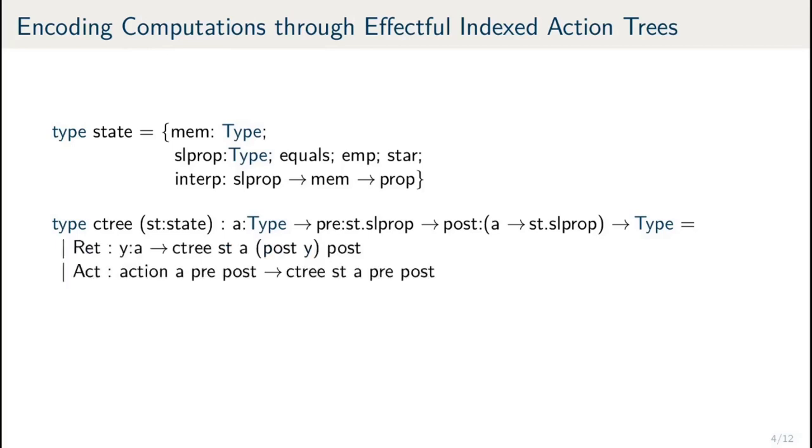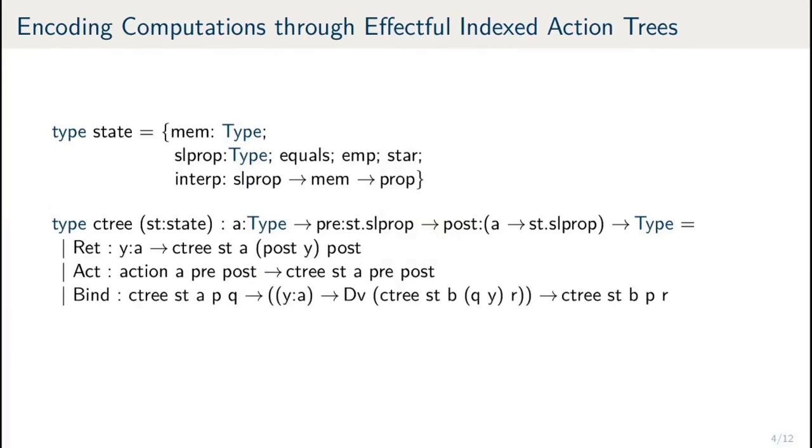We can then encode computations in a way that is reminiscent of free monads. First, we have two standard nodes, RET, which returns a value, and ACT, which corresponds to atomic actions seen as computations. We can then define composition of two computations as a node bind. And notice here how the indices of the computations capture the standard rule of separation logic. The postcondition Q of the first computation actually corresponds to the precondition of the second computation.